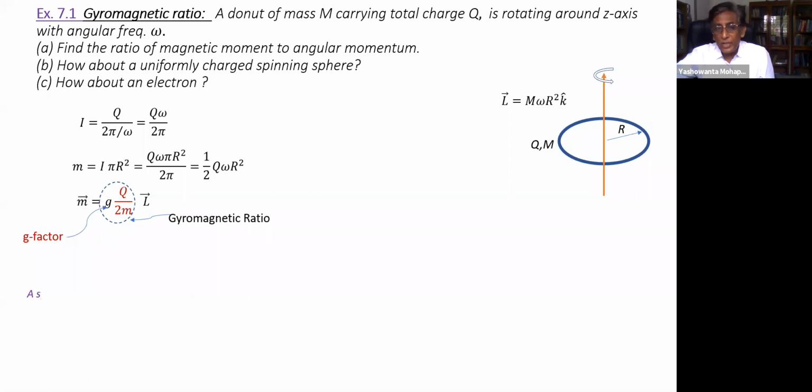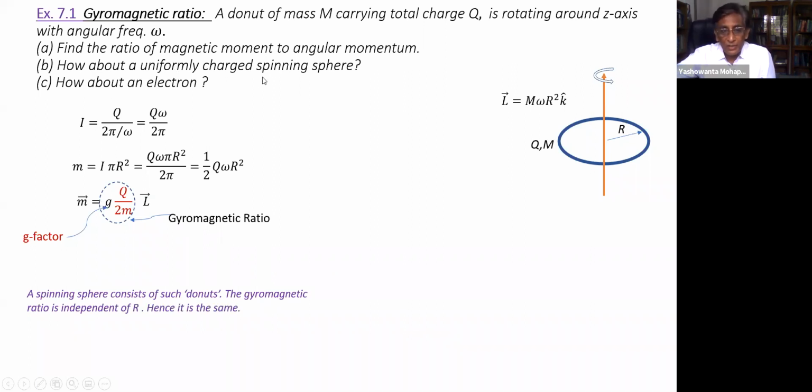Important thing is that this ratio is not dependent on the radius or anything geometric. So suppose I have a spinning sphere, then I can think of the spinning sphere as a superposition of many such rings or donuts, and they don't depend upon the radius. So this will still be the same. The gyromagnetic ratio of the spinning sphere will be the same, or for anything of a shape of revolution which I can compose of such donuts, it will have the same gyromagnetic ratio.